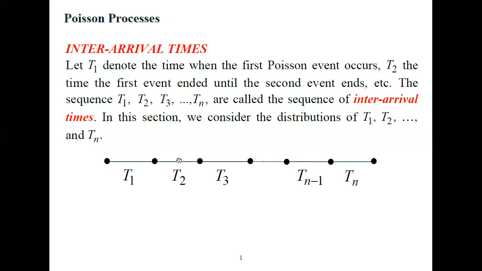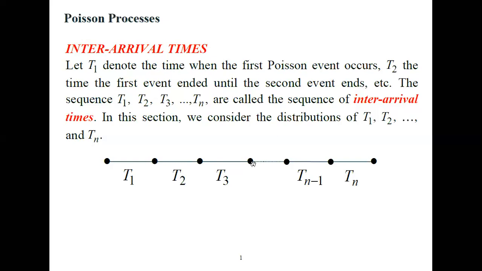So when you take the event here to be the arrival of patients at a particular clinic, let's say the first patient arrives at this time point. Can you see the diagram? Yes, please. Good. Then the second patient arrives at this time point. So T1 is the time interval between the occurrence of the first event and that of the second event. T2 is the time interval between the second event and the third event, etc. T3 is the time interval between the third and the fourth event, etc.